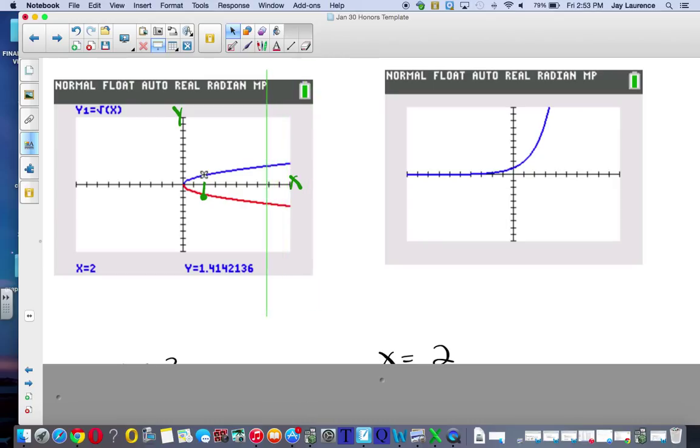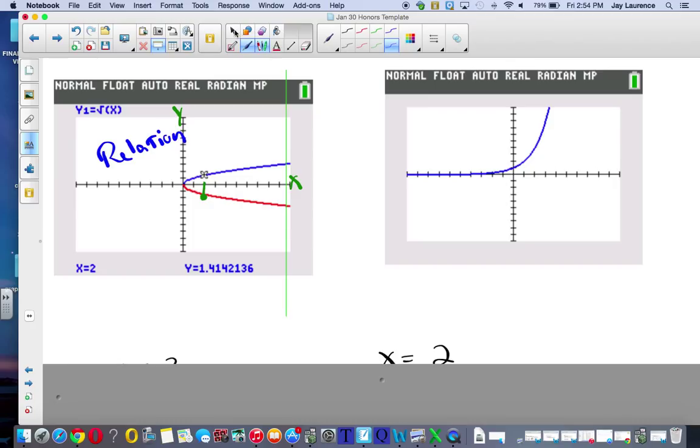And look at this green vertical line. It's intersecting this sideways parabola all over the place. It's intersecting at more than one value everywhere except for right there. Here it's two y values, two y values, and so on. So lots of the x values are going to more than one y value. This is only a relation. This is a relation, not a function.